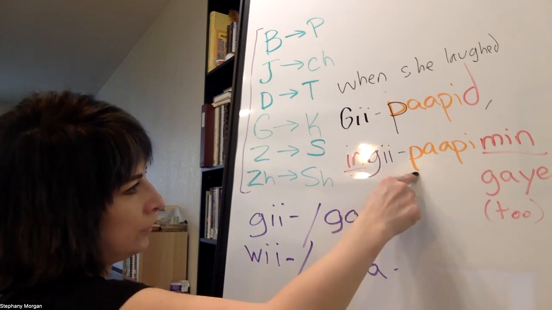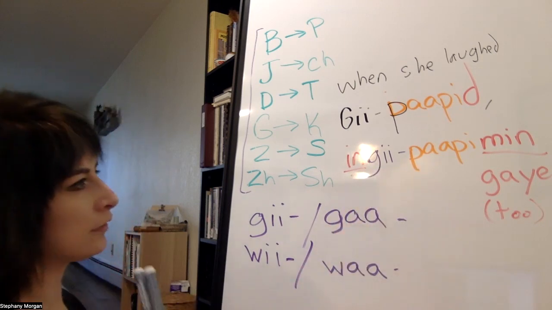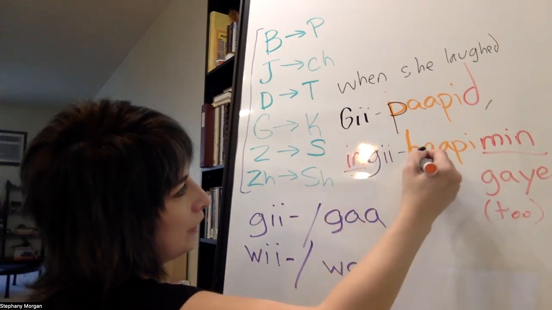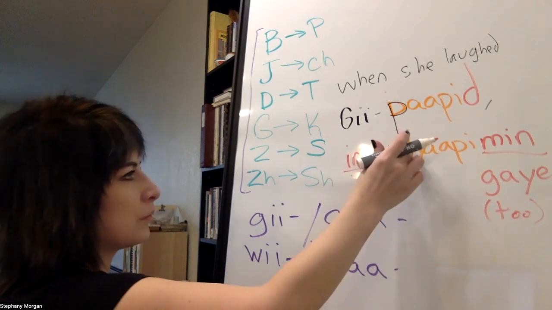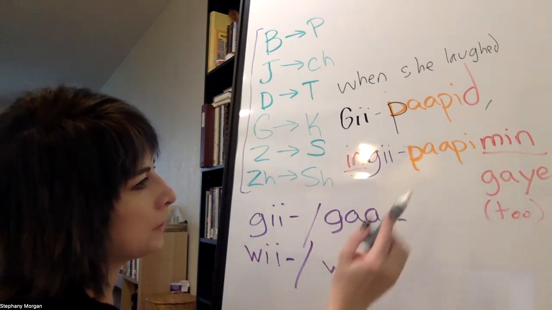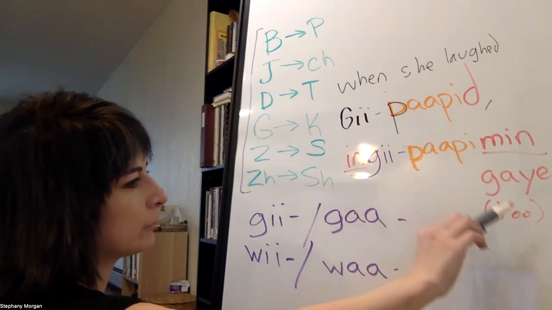And it triggers that consonant change because our root verb is bape. And since there's the gi here, it makes the B become a P. And we have ingi bape min gaye. We laughed too.